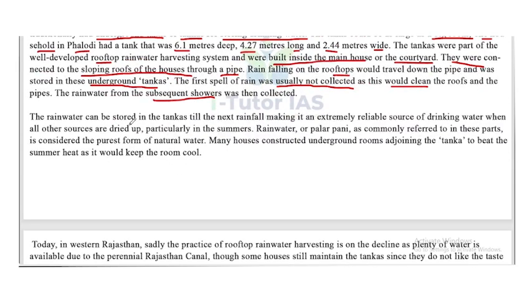The rainwater can be stored in the tankas till the next rainfall, making it an extremely reliable source of drinking water when all other sources are dried up, particularly in summer. Rainwater, or Palar Pani as commonly referred to in these parts, is considered the purest form of natural water.